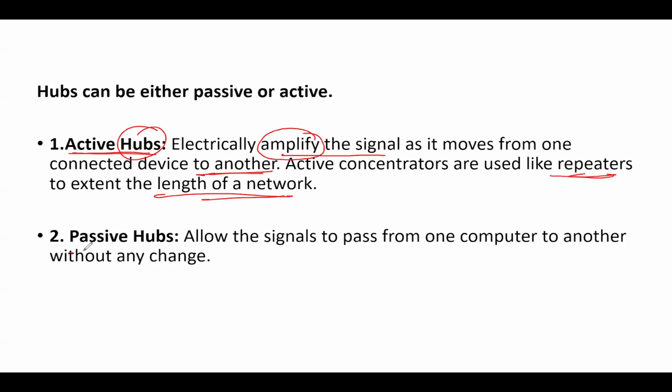So the opposite of an active hub is a passive hub, which allows the signals to pass from one computer to another without any change. So it will not do any modification to the signal. Instead, it will just pass the signal as it comes. So that is why it is not active, it is a passive hub.